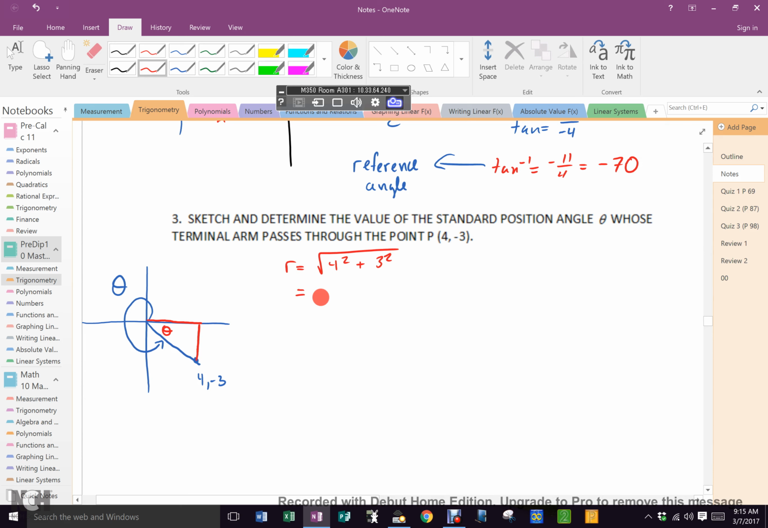So r was what? Square root of 25. Right? R was 5. So now you know everything, yes?